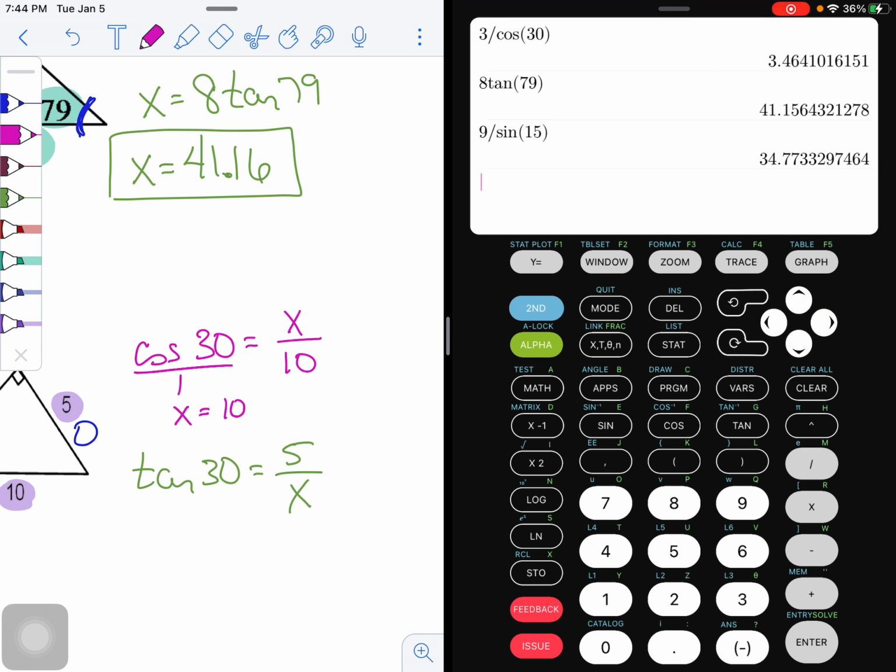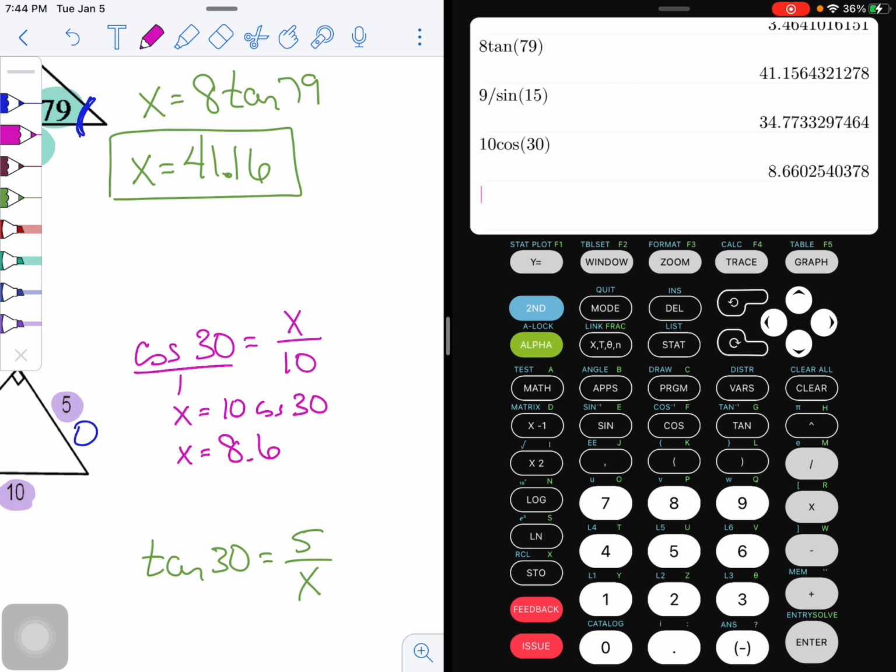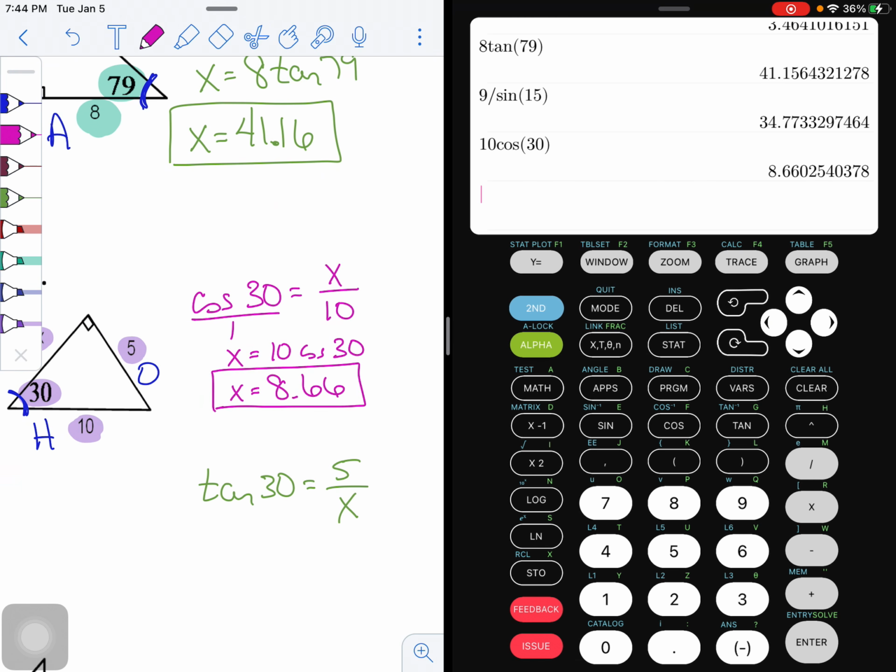I don't know why I keep trying to write sine. It's actually cosine of 30. And I, of course, gave myself no room to write. So let me slide that down. There we go. Okay. So now if I put in 10 cosine of 30 in my calculator, I'm going to get 8.66 for x. Okay. So that's if I solve it using cosine. If I solve using tangent, so 5 is equal to x tangent of 30. So divide both sides by tangent of 30, of course.